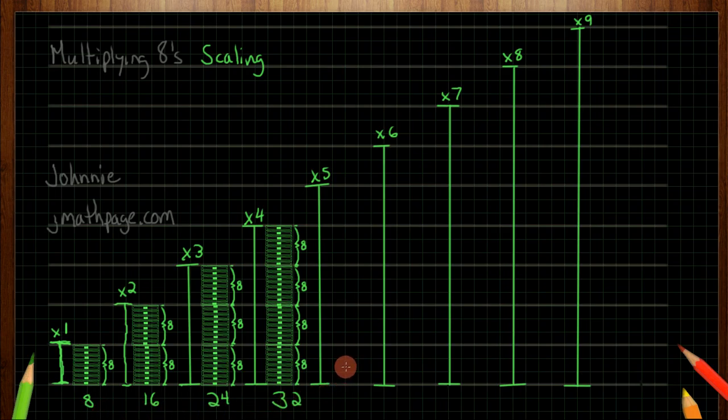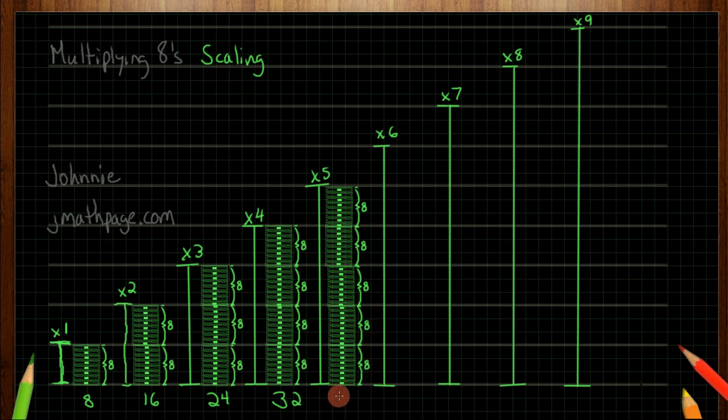What about 5 times the measure? Okay. 1, 2, 3, 4, 5 stacks of 8 boxes. 5 stacks of 8. How many boxes in all? 8, 16, 24, 32, and 8 more give us 40 boxes. So 40 boxes tall is 5 times as much as just 8 boxes tall.